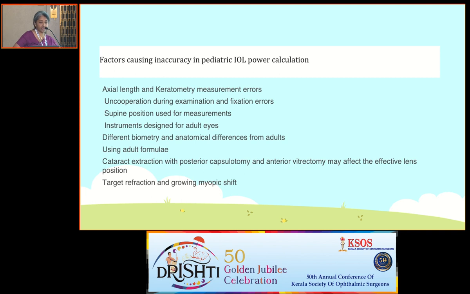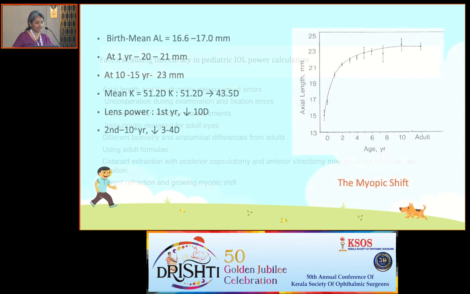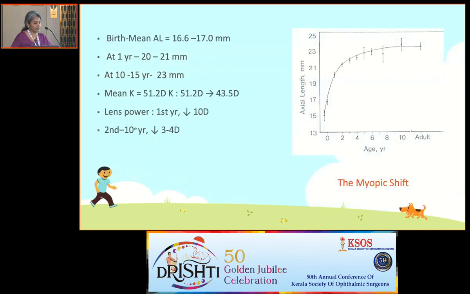First is your axial length and K reading measurement errors, uncooperativeness during the examination, fixation error. During anesthesia, you're not going to get any fixation. And the supine posture, which is used for measurements, that itself can create an error. All the instruments are designed for adult eyes. Different biometry and anatomical differences from adults, using adult formulae. And PPC and anterior vitrectomy can affect the effective lens position and target refraction and growing myopic shift. So these are all the errors which can happen. So at birth, the mean axial length is very small.